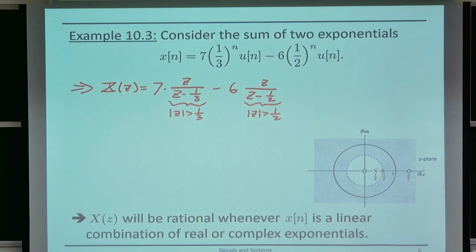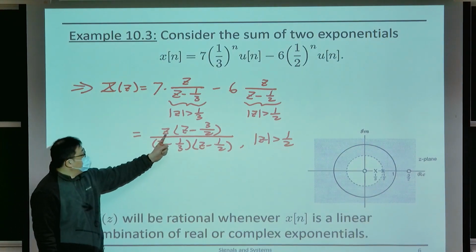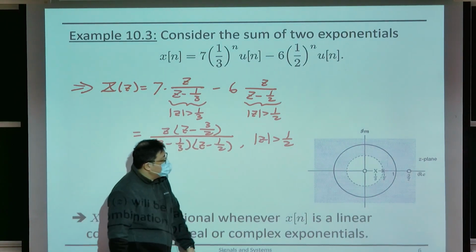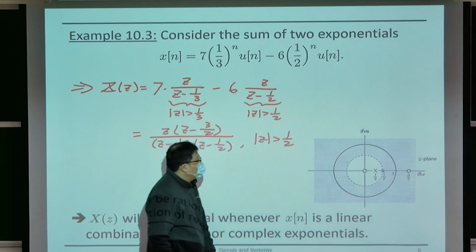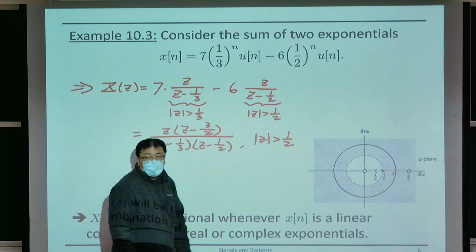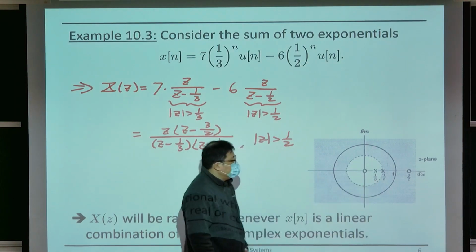Okay. Now you can combine the two terms together. You get z times z minus 3 over 2, over z minus 1 over 3 times z minus 1 over 2, and the region of convergence overall is the absolute value of z greater than 1/2. If you look at this form, you will see that there are 2 zeros and 2 poles. One zero at 0, one zero at 3 over 2. All right, so I have a zero at the origin and a zero at 3 over 2. And 2 poles, one at 1 over 3 and one at 1/2. Okay.